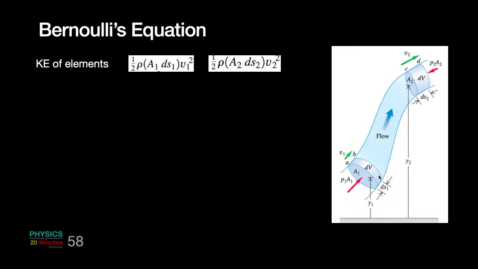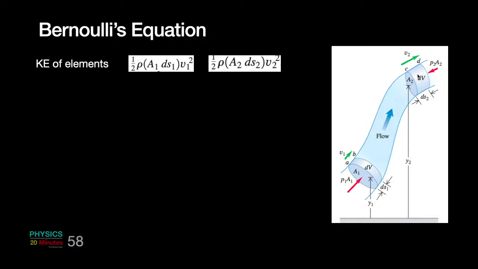What about the kinetic energy of the element? Now you know kinetic energy is half mv square. I know the velocity v1. What will be the mass of this element? The mass of this element will be volume into density. Now how much is the volume? A1 ds1. So this is the volume. Density is rho. The product of the two will give me the mass. So half rho A1 ds1 V1 square. This is the kinetic energy of the element here.